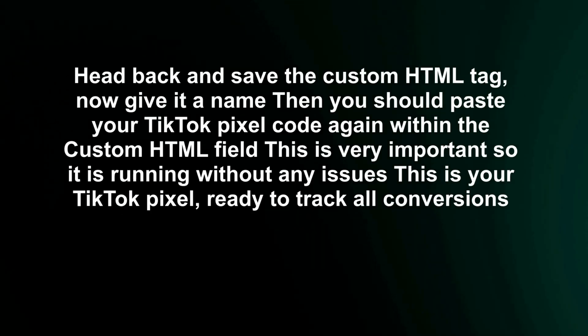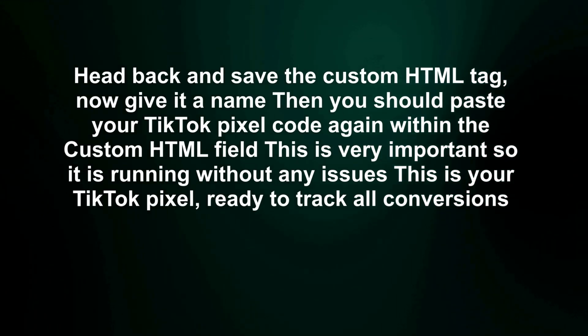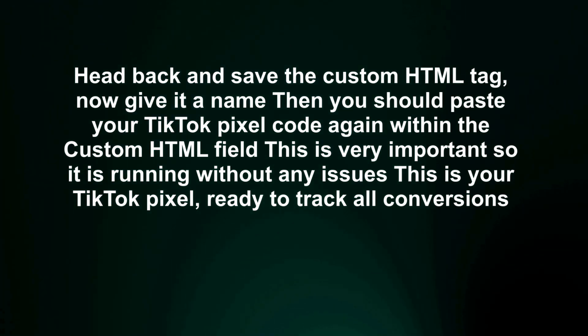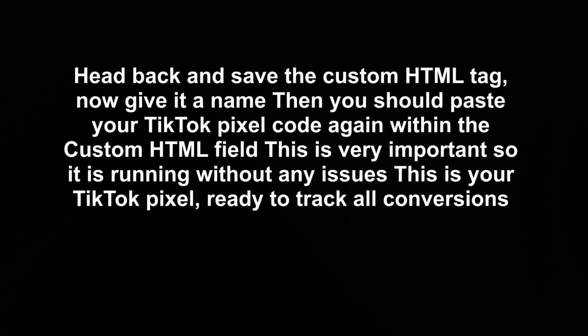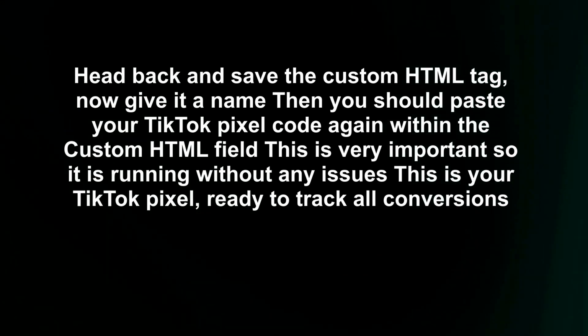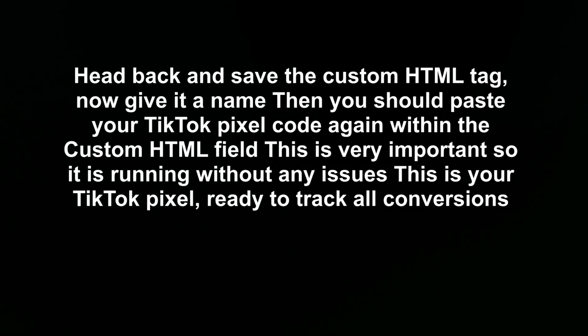Save the trigger. Head back and save the custom HTML tag. Now give it a name. Then you should paste your TikTok pixel code again within the custom HTML field. This is very important so it is running without any issues. This is your TikTok pixel, ready to track all conversions.